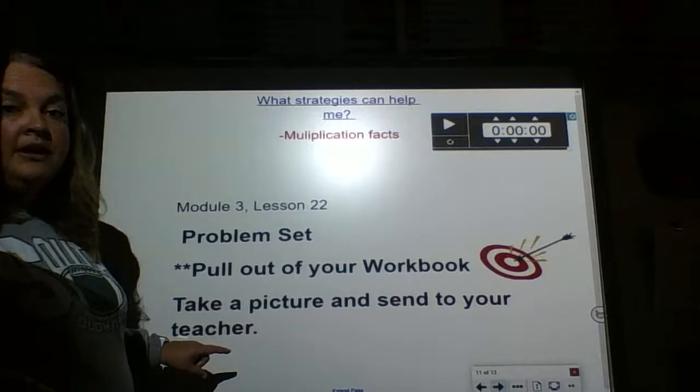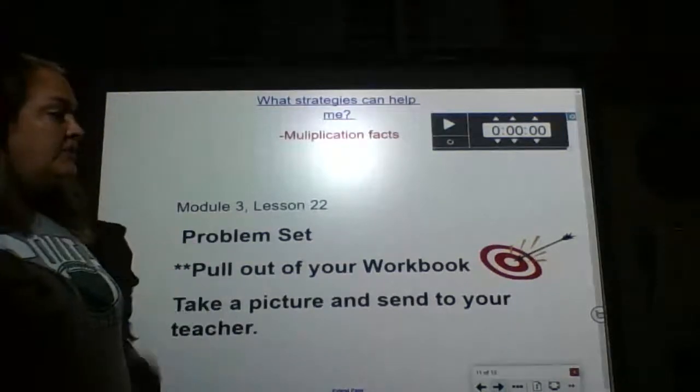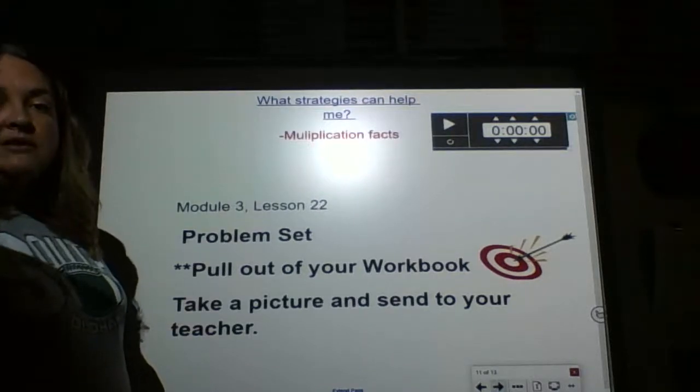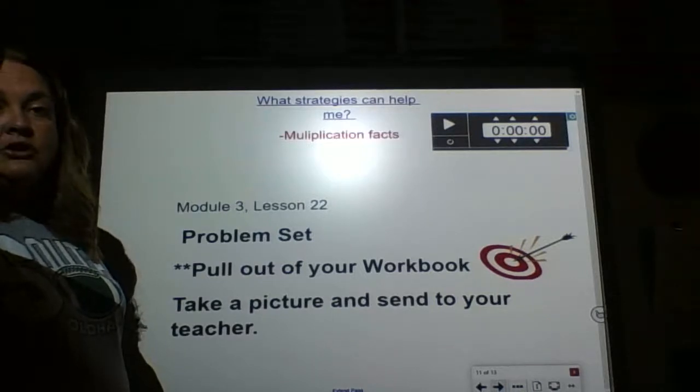This is super important. I can't tell you how much. And this is our first time on Prime and Composite. You need to be working on this. Now you're going to pause the video and do that problem set, take your picture and send it to your teacher. You will unpause the video when you're ready to check your answers.